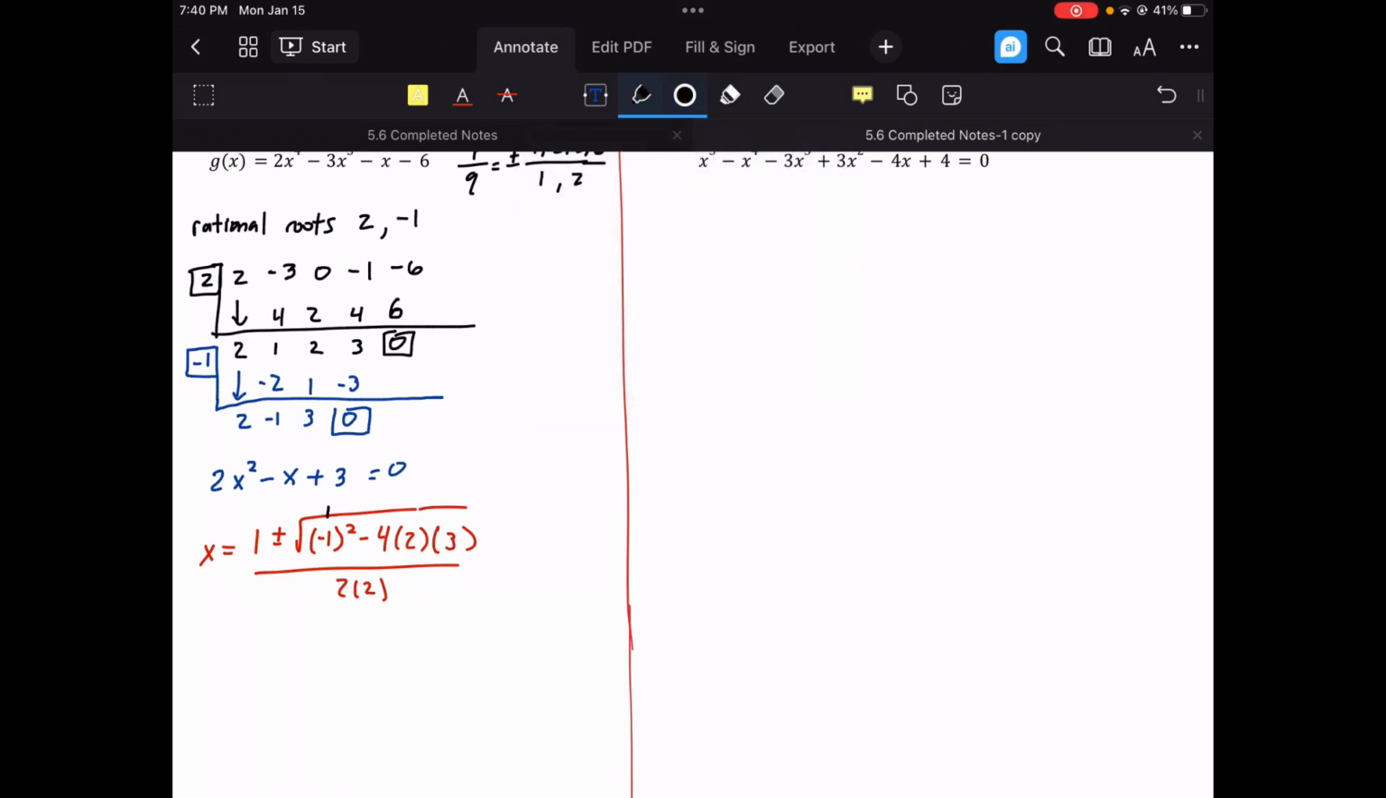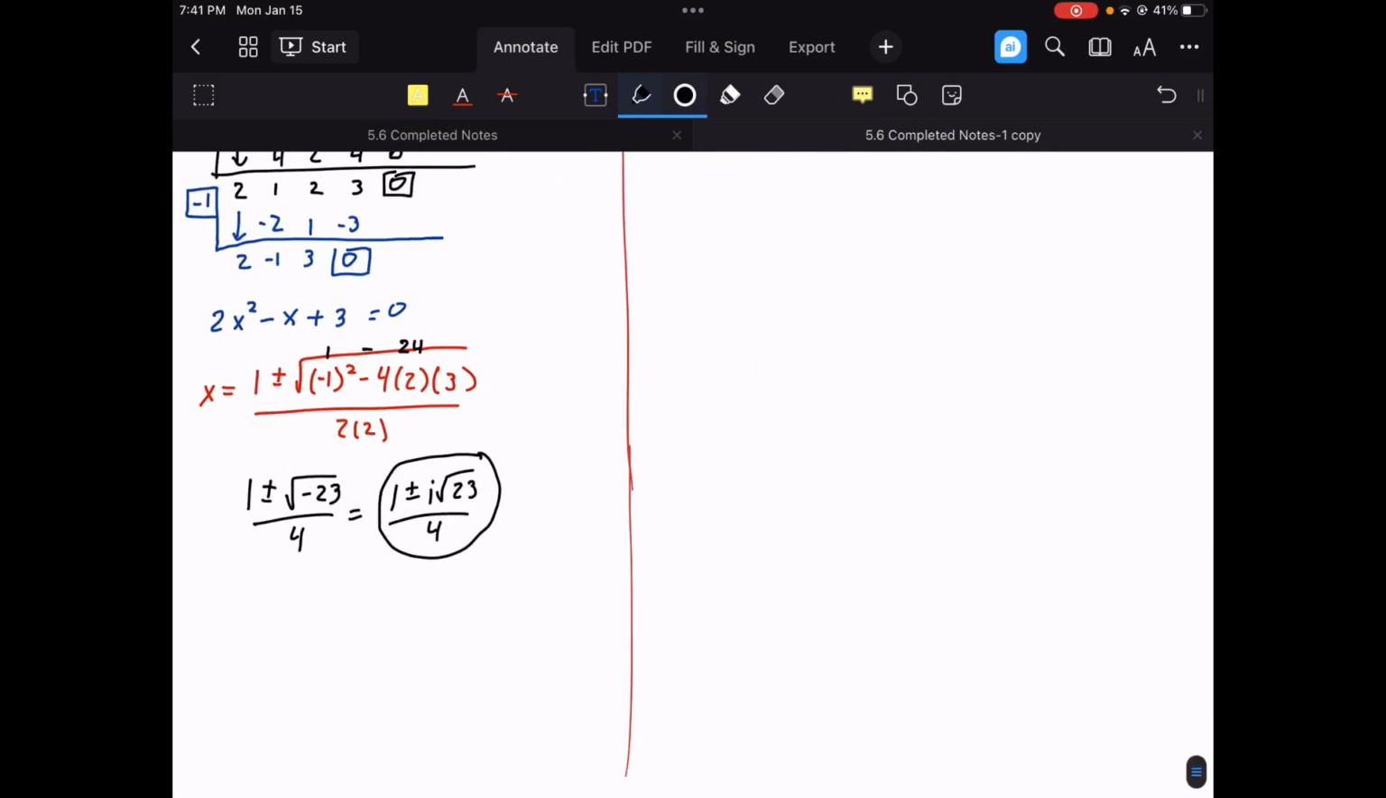All right, and now we're back on track. So we got 1 minus 24. So that means right now I have 1 plus or minus the square root of negative 23 over 4, which is the same thing as 1 plus or minus i square root of 23 over 4. And so there's our two complex roots. So that means our roots for this problem are going to be x equals 2, negative 1, and then 1 plus or minus i square root of 23 over 4.